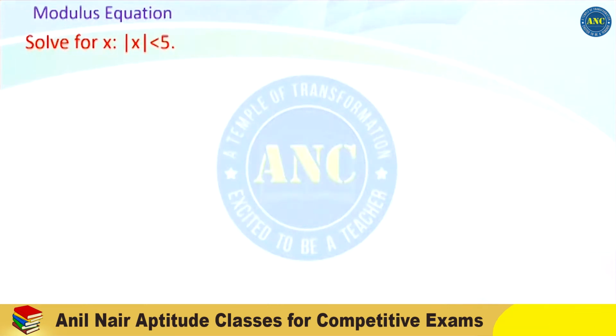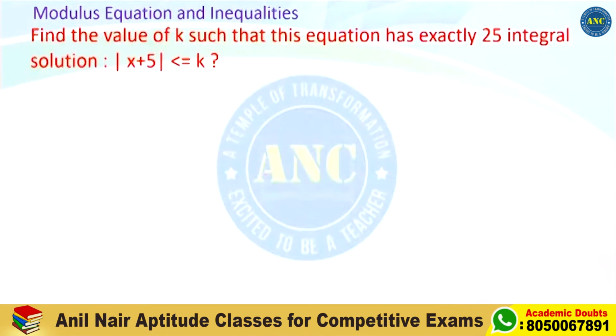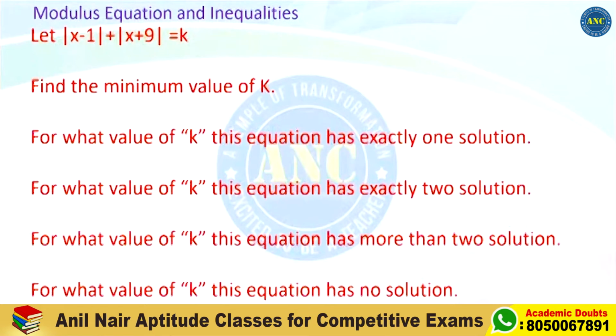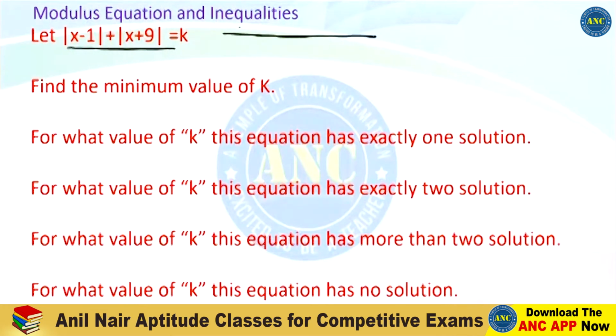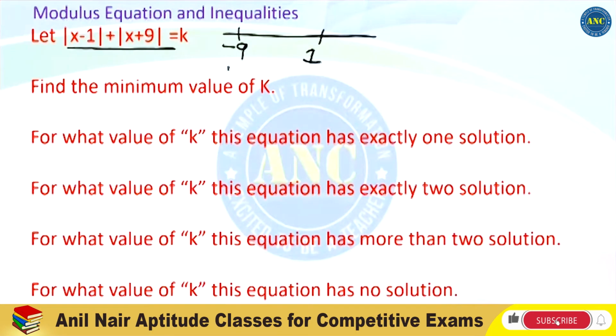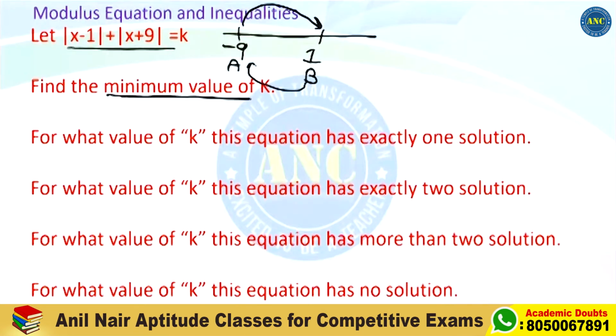Based upon this, there is a CAT replica question. Let us solve that question very, very fast. Mod x minus 1 plus mod x plus 9 equivalent to k. What are the critical points of x? They are minus 9 and 1. Minus 9 is point A and 1 is point B. A can go to B, 10 units. B can go to A, 10 units. If they go in opposite directions, still the gap is 10. So what is the minimum value of k? The minimum value of k is nothing but 10.